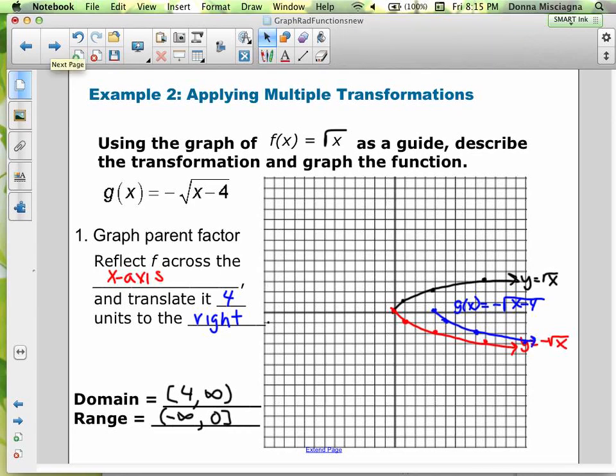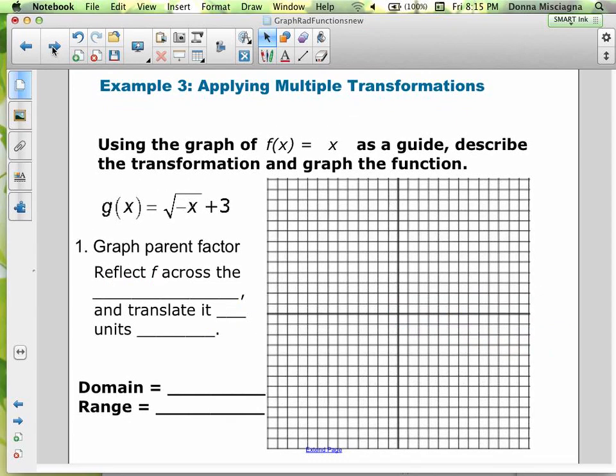Second one done. Let's graph another one. Oh, here it is. I'm just waiting. It came up. All right, so now we're going to graph g of x equals the square root of negative x plus 3.